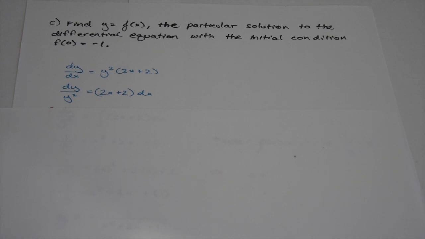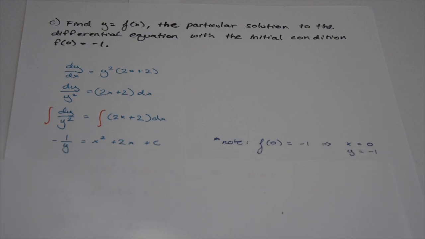Now, if we integrate both sides of the equation, we can solve for that and get -1 over y equals x squared plus 2x plus c. Don't forget your plus c because this is not a bound integral. We're leaving this in general form, so we will always have a plus c in this case.